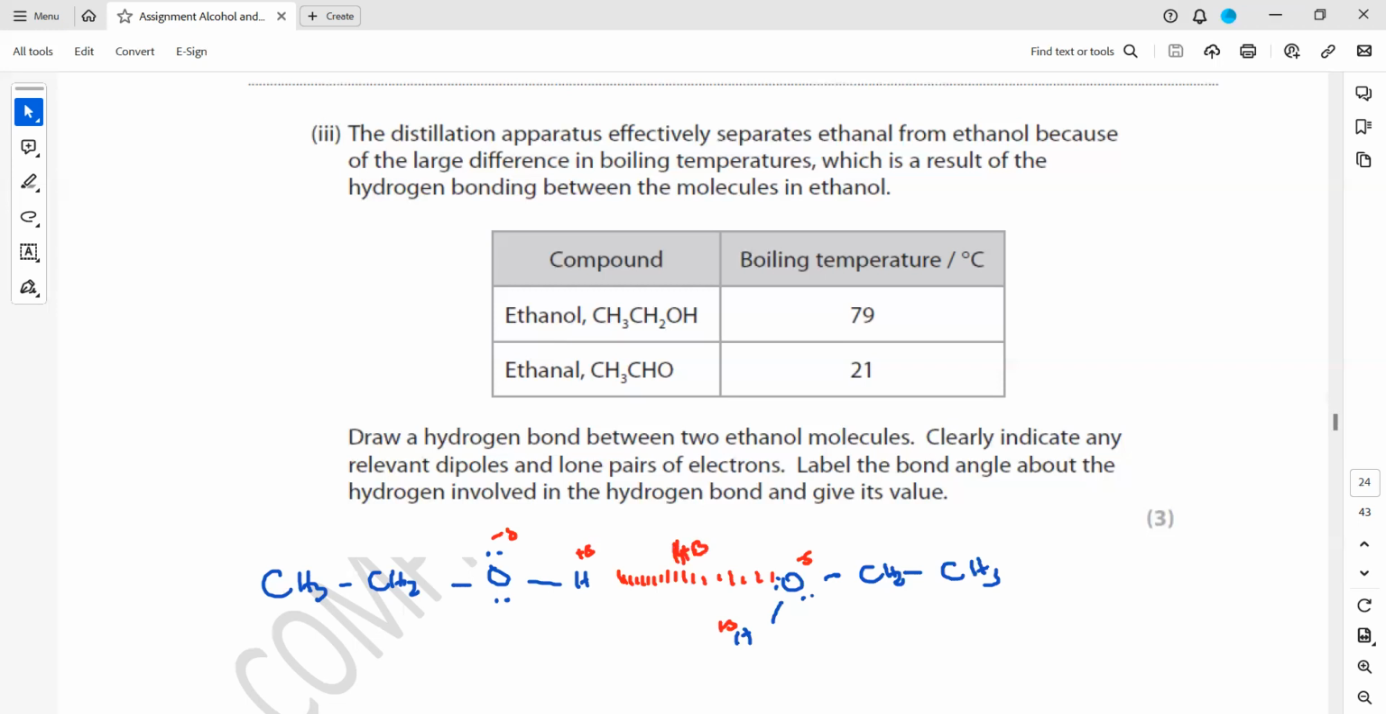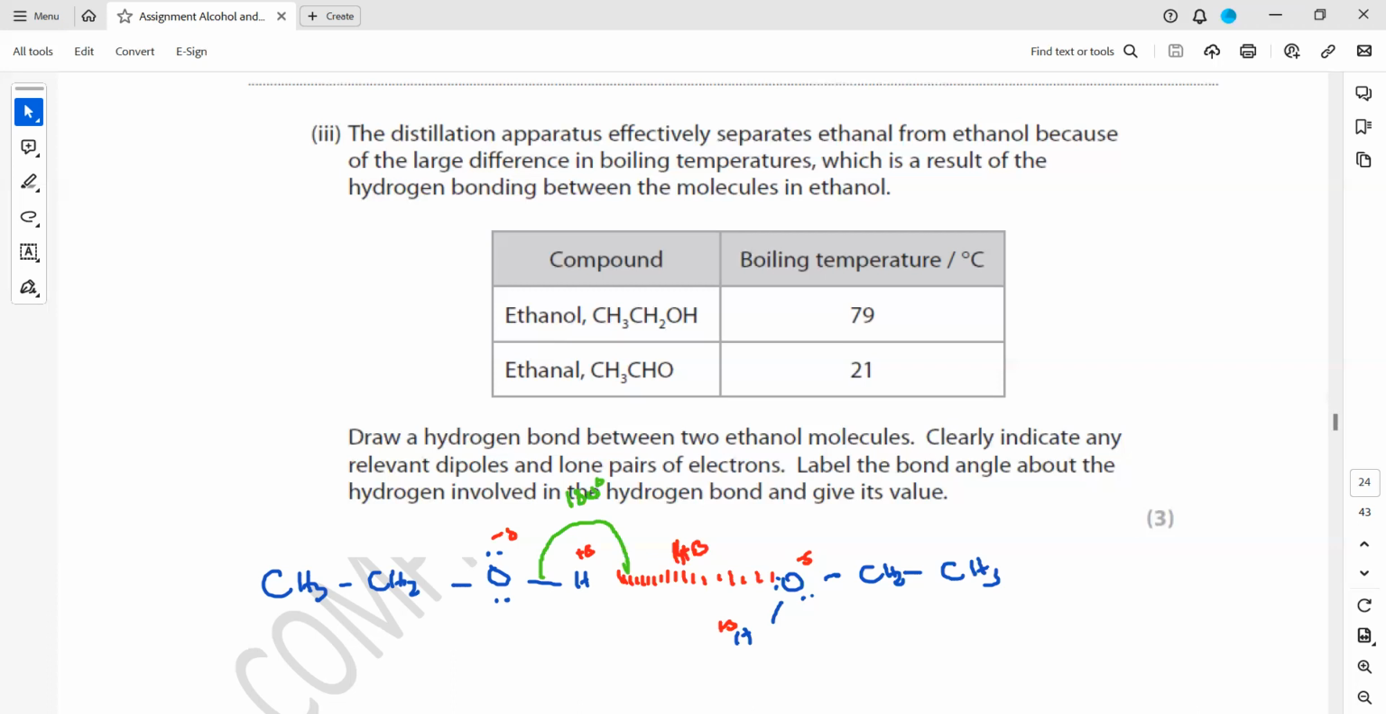And what about the bond angle? Because the hydrogen has two bonded pairs and no lone pair. So what is the bond angle? It is always 180 degrees. So this is a hydrogen bond. The polarities are there and the bond angle is 180 degrees.